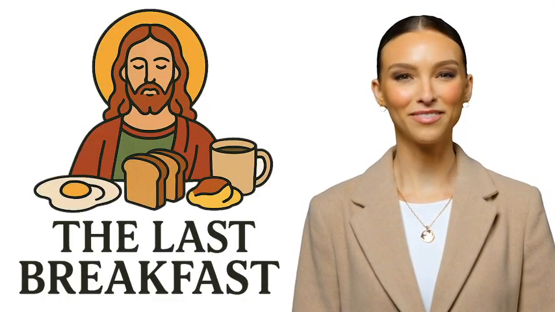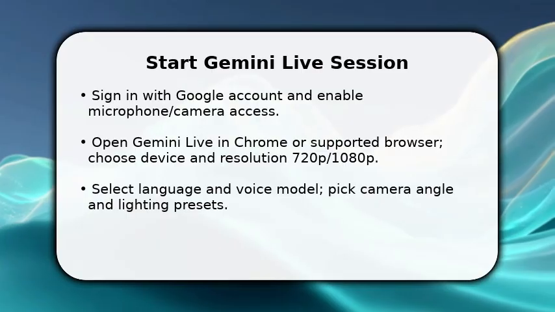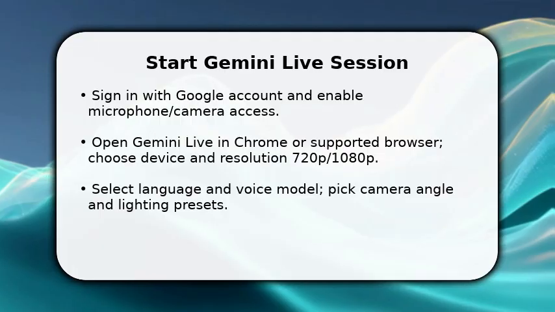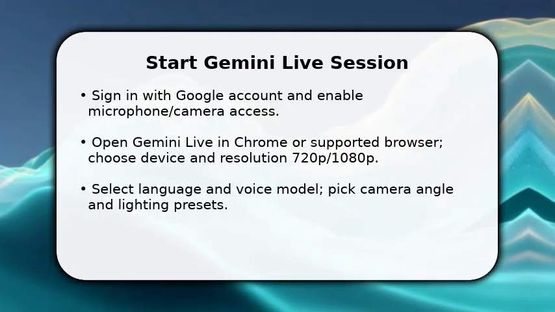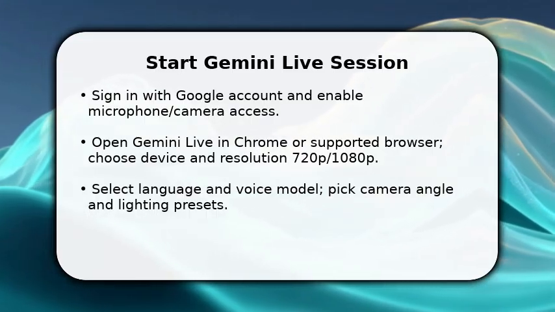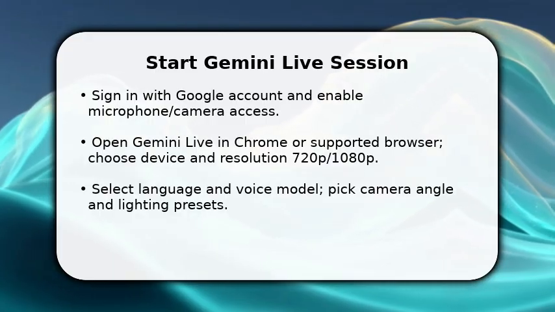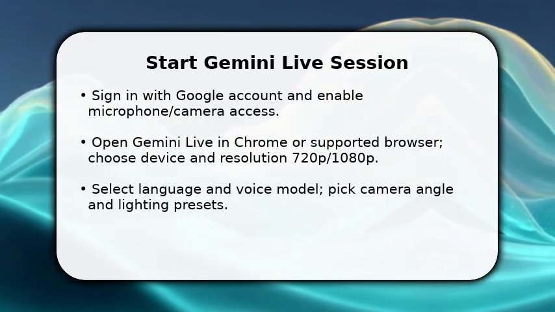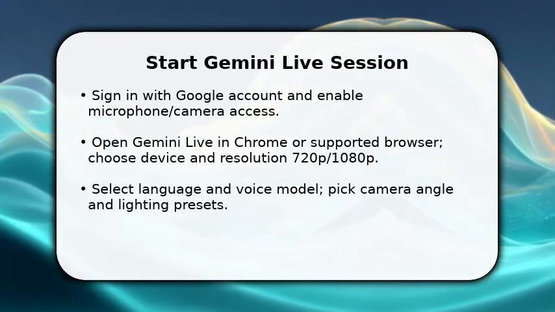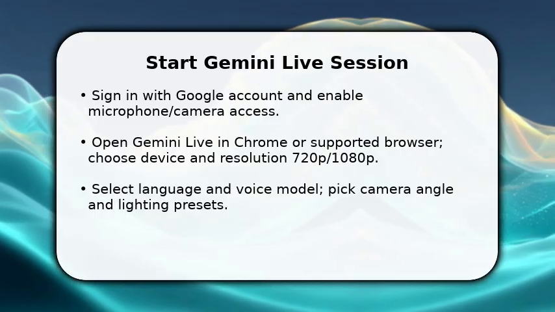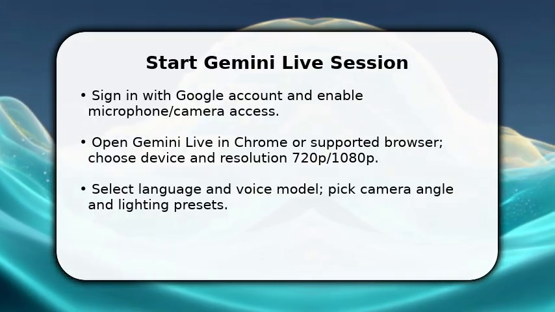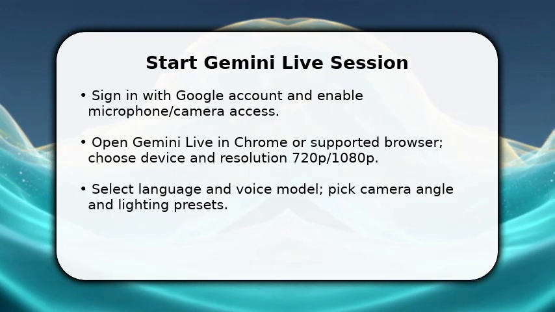Please enjoy the video. You begin by signing into your Google account and granting Gemini Live microphone and camera permissions. Once done, open Gemini Live in a supported browser and choose your input device and resolution, like 720p or 1080p. Make sure you select a language and voice model that match your audience, and quickly test a camera angle and lighting preset so the AI sees clear visuals. This quick setup prevents delays and ensures Gemini can transcribe and respond accurately from the very first interaction.